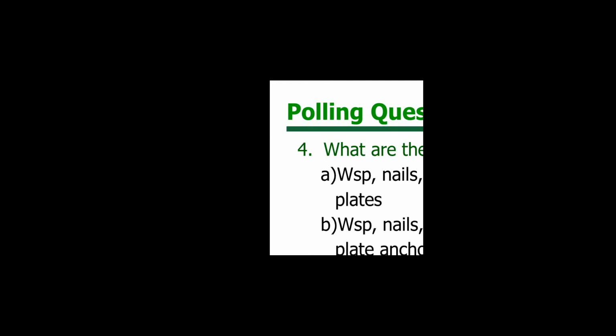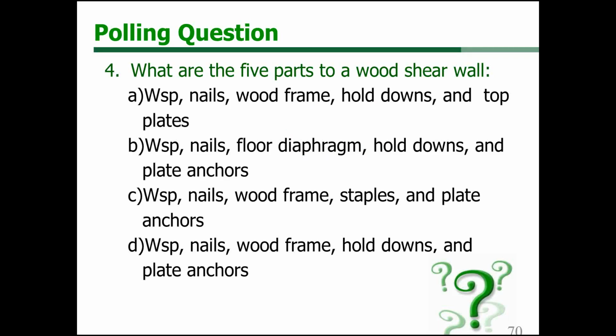So, all right, Michelle, what is the real answer? Okay, the real answer is wood structural panels, nails, wood framing, hold-downs, and plate anchors. However, it seems like the top plates actually should be part of the shear wall as well. So maybe Buddy and I can discuss this. We'll debate this at the end on what the actual correct answer should be.